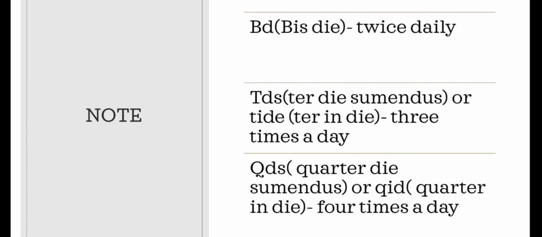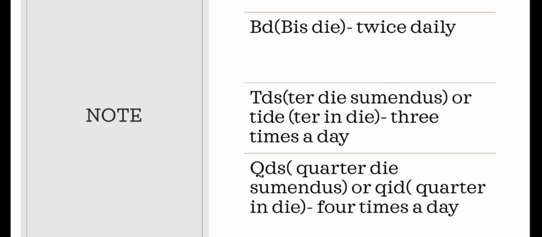Next I will give you this for your notes. BD means bis die, that is twice daily. Usually it may be in the morning and in the night. TDS, ter die sumendus, or TID, ter in die, means 3 times a day. Next one is QDS, quater die sumendus, or QID, quater in die, which means 4 times daily. Mainly it includes 6 hourly duration.